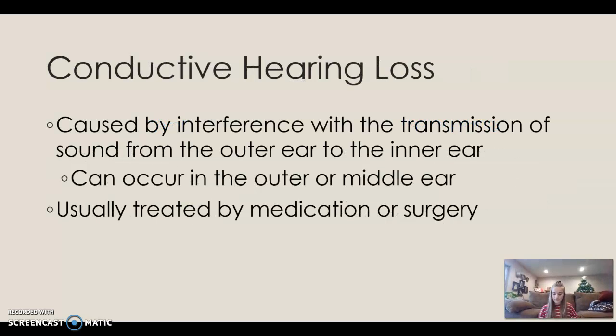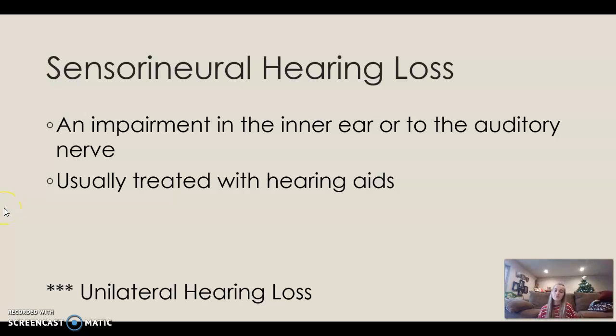One type of hearing loss is called conductive hearing loss. This is caused by an interference with the transmission of sound from the outer ear to the inner ear, and it can occur in the outer or middle ear. It can usually be treated by medication or surgery. Then there's a type of hearing loss called sensory neural hearing loss, which is an impairment from the inner ear to the auditory nerve, and it's usually treated with hearing aids.